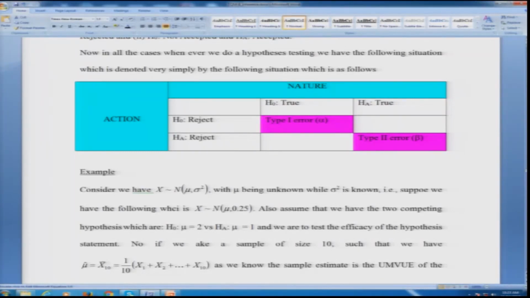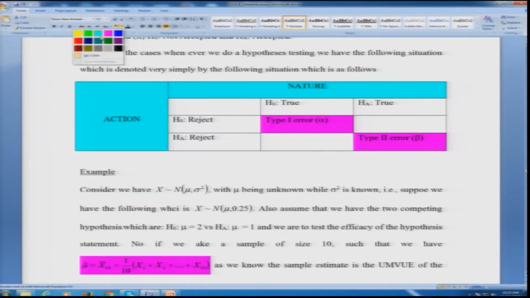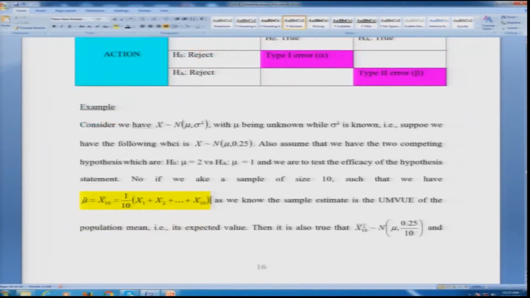Now, we consider we pick up a sample of size 10. If you pick up the sample of size 10, obviously the sample mean is given by this formula. So, n, the sample size, can be 10, 20, 25, 30, whatever it is. Then obviously the overall sample mean x bar suffix n, n being 10, would have a distribution with mean mu and the variance as 0.25 divided by 10.